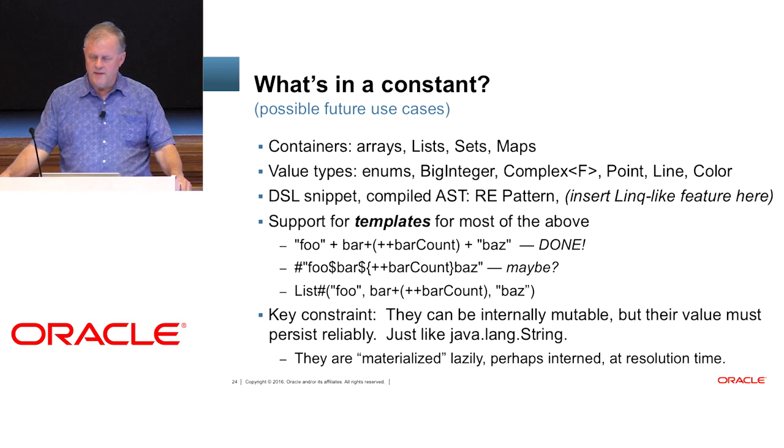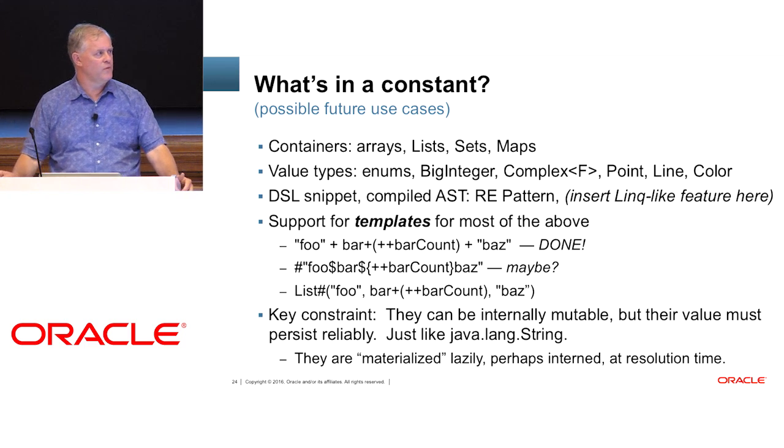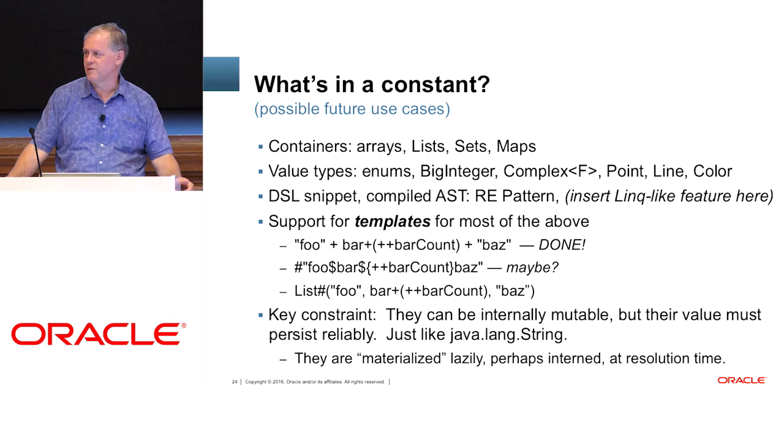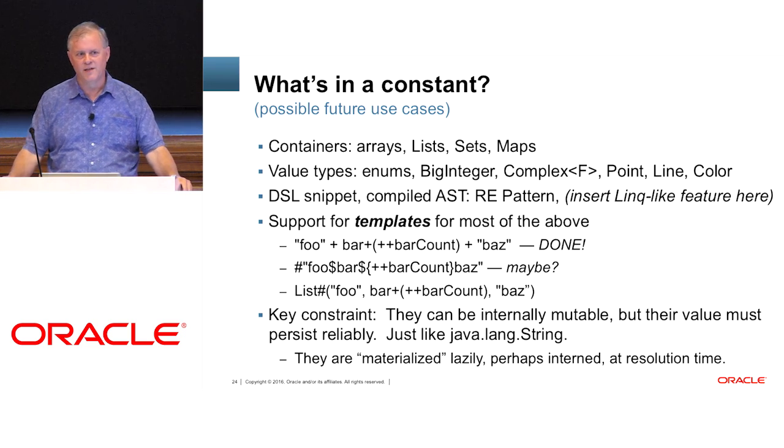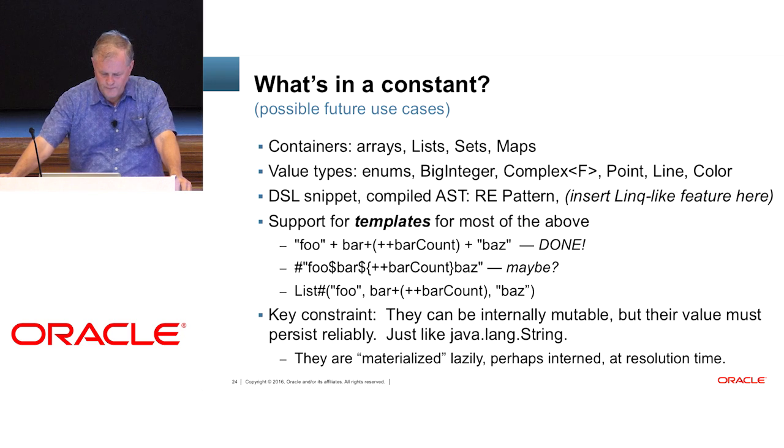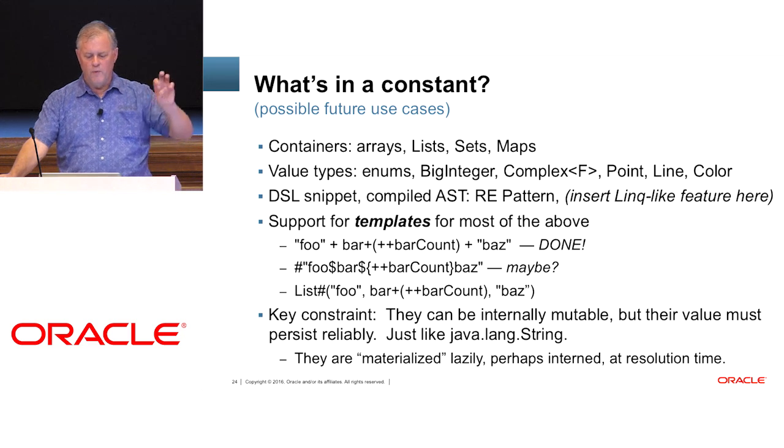The important thing is constants have to be not externally mutable. You may not change them, otherwise they're not constants, and you probably made a mistake putting them in the constant pool. We don't stop you from doing that right now with anonymous classes, but, like I said earlier, it's a party foul. And we want them to be materialized lazily, like strings.